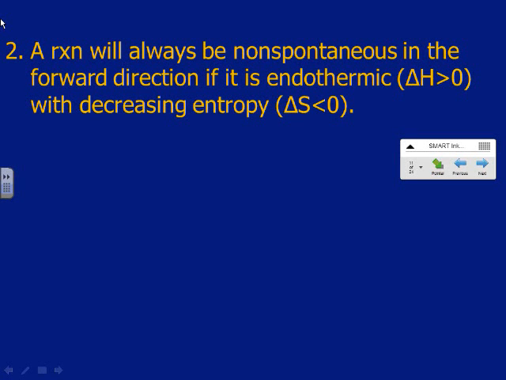So in this case, a reaction will be non-spontaneous in the forward reaction if it is endothermic and the entropy is dropping, it becomes more ordered. So those are my X's. X and X. This guy is always non-spawn. Always non-spawn. I'll be using that term over and over again when we start doing some examples.